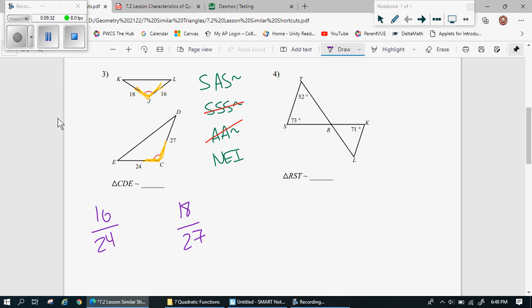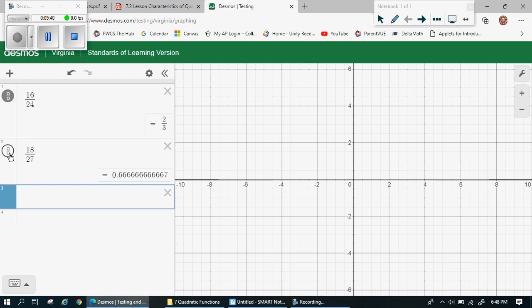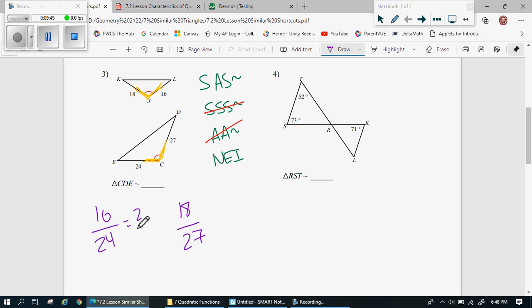So I'm going to pop those in the calculator quick and then show you what I got. And as you can see, they are the same decimal. If you use Desmos, you can convert them to the same fraction. 2 over 3, that's our scale factor. We have 2 pairs of sides that make the same fraction. With a congruent angle in between them, we have side, angle, side similarity.